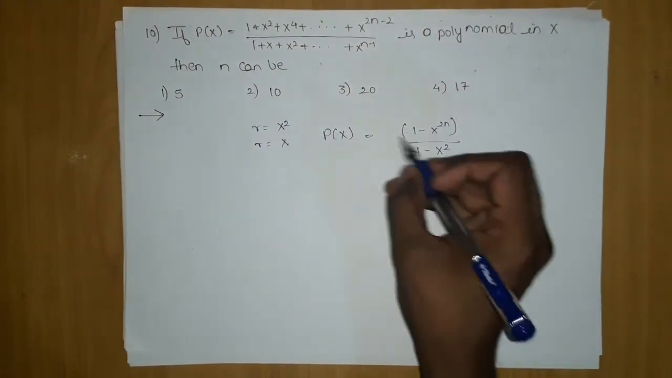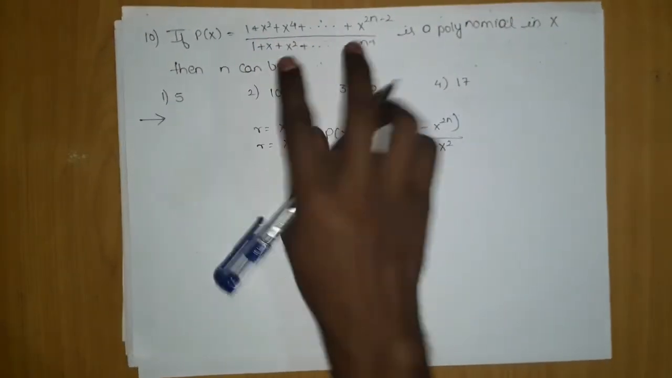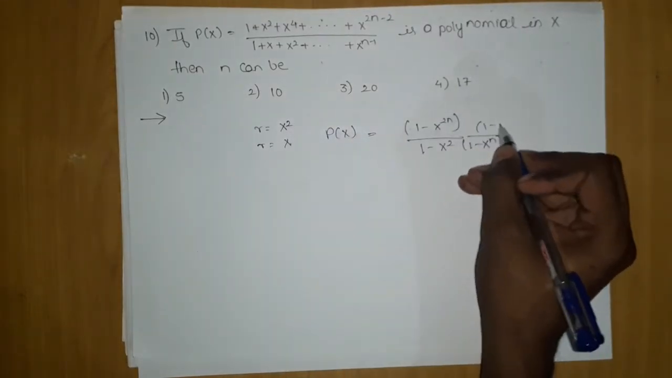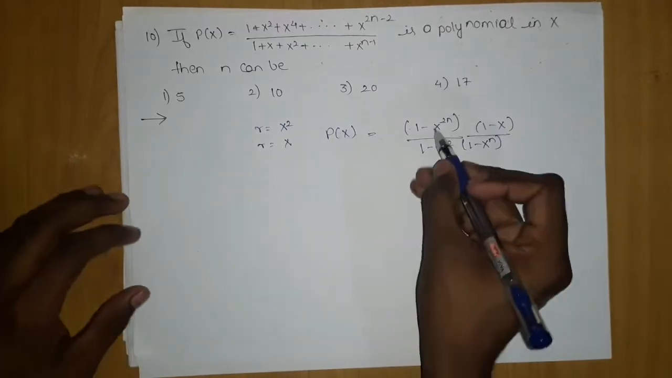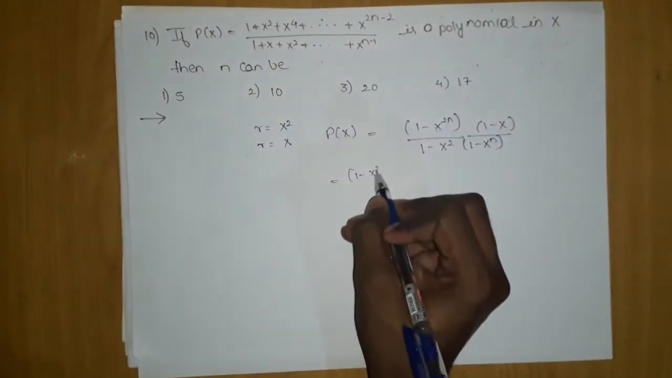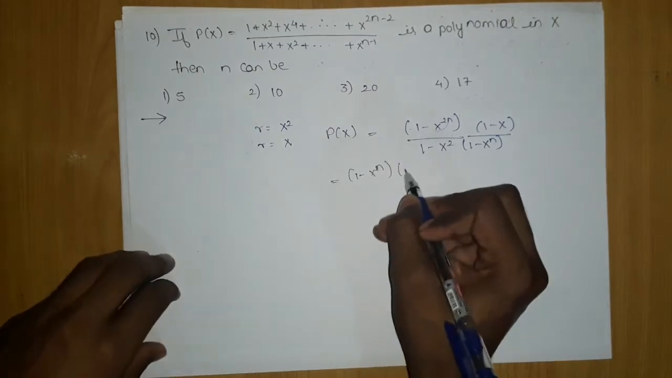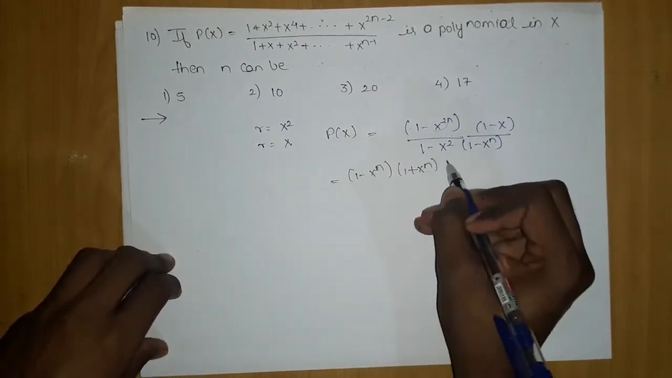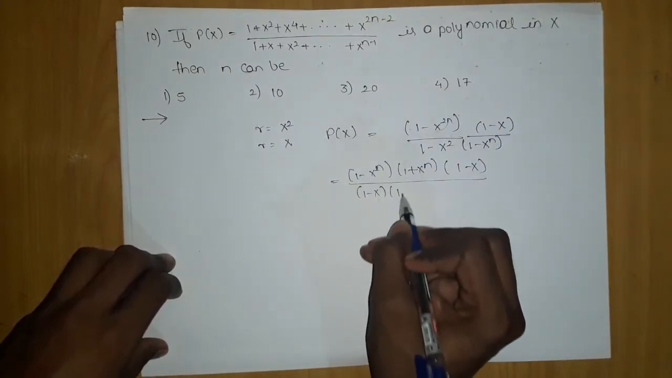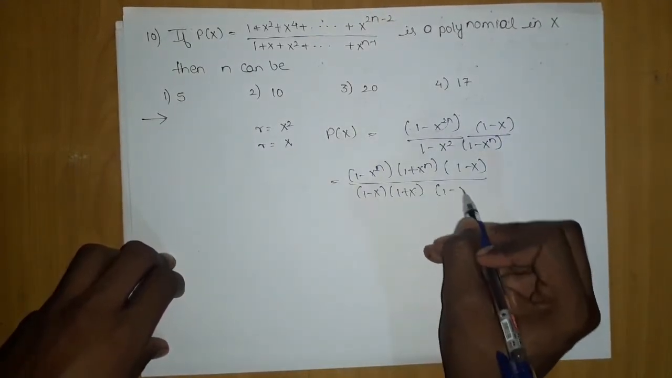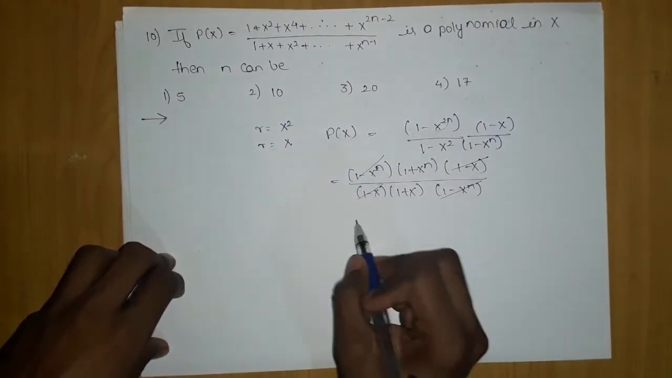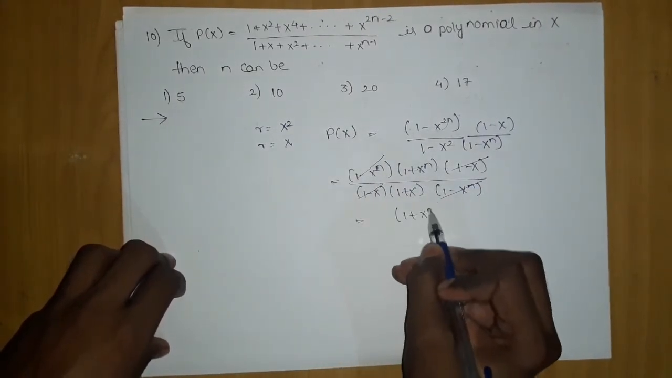But in the bottom there is also one more series, which is nothing but 1 minus x power n upon 1 minus x. So I can apply a square minus b square: 1 minus x^n into 1 plus x^n into 1 minus x will still be here, and this will become 1 minus x into 1 plus x, 1 minus x power n. So you can clearly see this and this will cancel out, giving me finally 1 plus x power n upon 1 plus x.